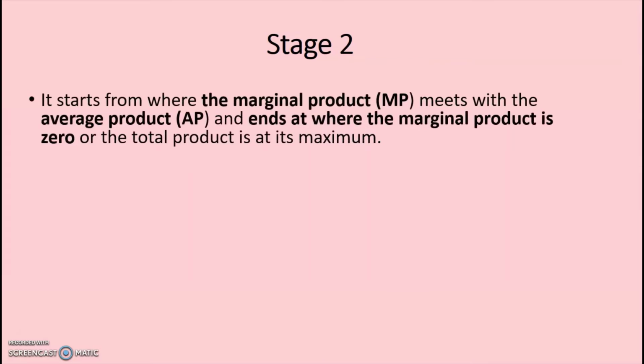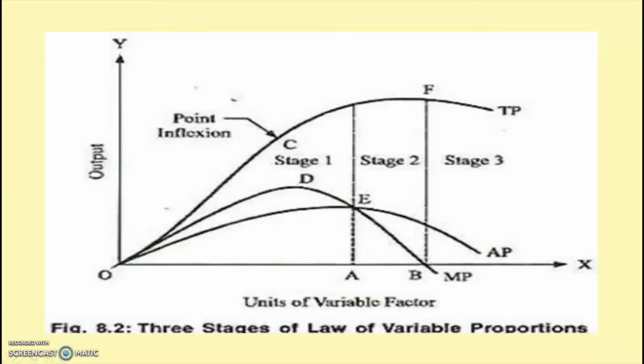Now with stage 2, it also starts from where the marginal product meets with the average product and then ends at where the marginal product is 0 or the total product is at its maximum. So let's go to the diagram. Looking at the diagram here, this is the starting point of stage 2. That is where it begins, from the meeting point of the average product and the marginal product, and then ends at where, as I said, the marginal product is 0 or the total product is at its maximum.